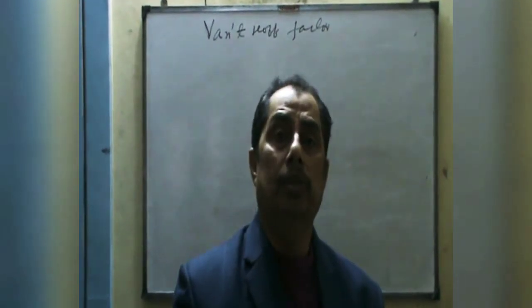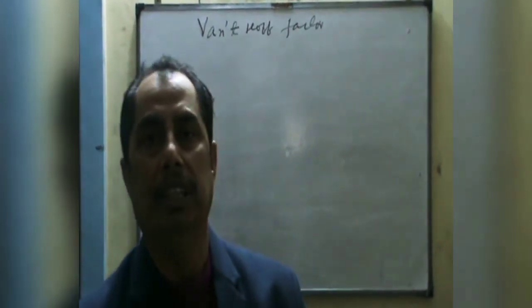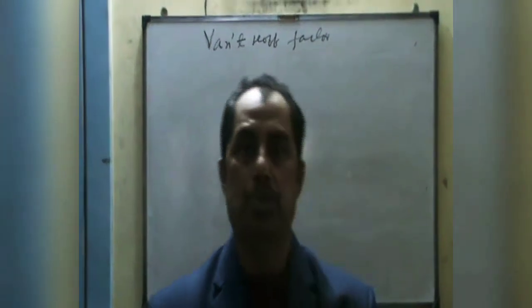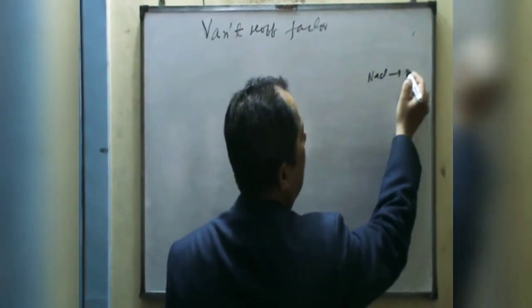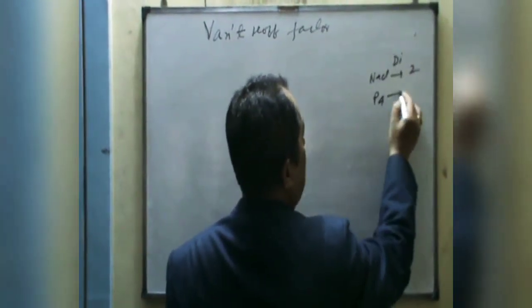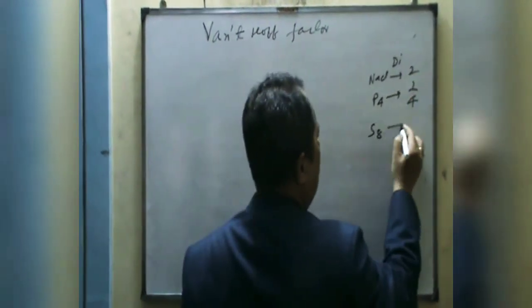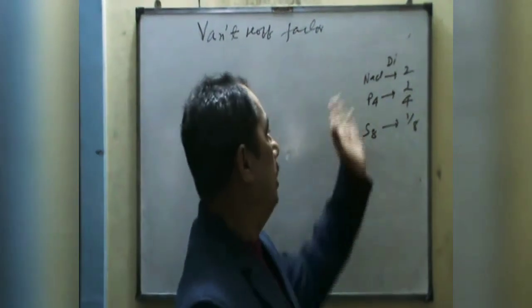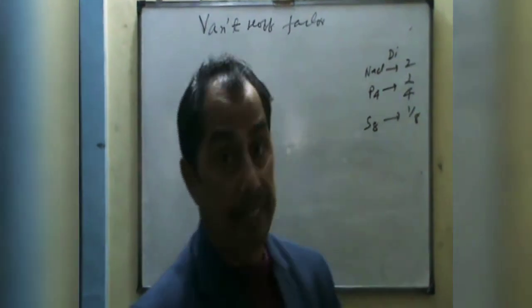One of the important drawbacks of the colligative property is that it can be applied only for dilute solutions, and the solute should not undergo dissociation or association. If any molecule undergoes dissociation, it breaks and two particles are formed. If I take P4, it is associated into 1 by 4, tetramerization; sulfur S8, 1 by 8, it is association, but NaCl undergoes dissociation. As such, the value of the colligative property must be affected.